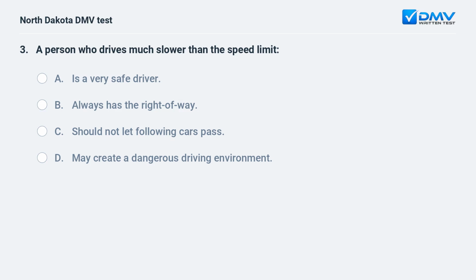A person who drives much slower than the speed limit? A. Is a very safe driver. B. Always has the right of way. C. Should not let following cars pass. D. May create a dangerous driving environment.